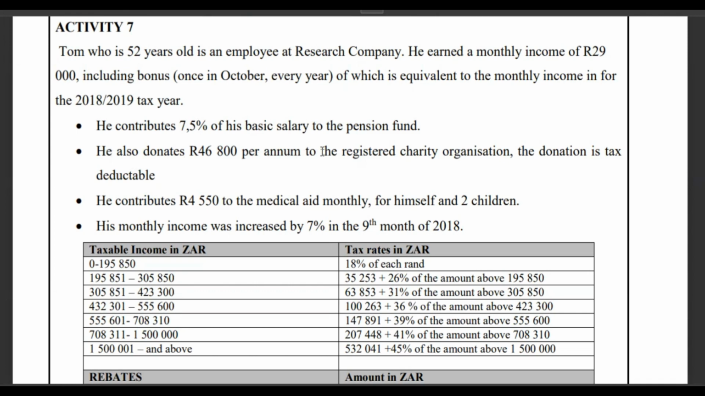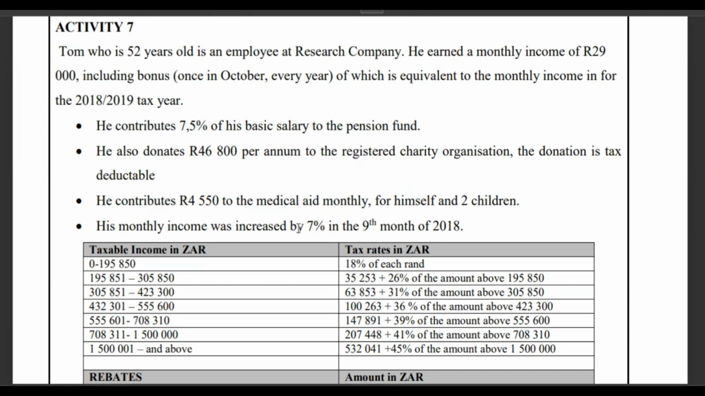and he also donates 46,000 per annum to a registered charity organization. The donation is tax deductible. He contributes 4,550 to medical aid monthly for himself and 2 children. And his monthly income was increased by 7% on the 9th of March 2018.